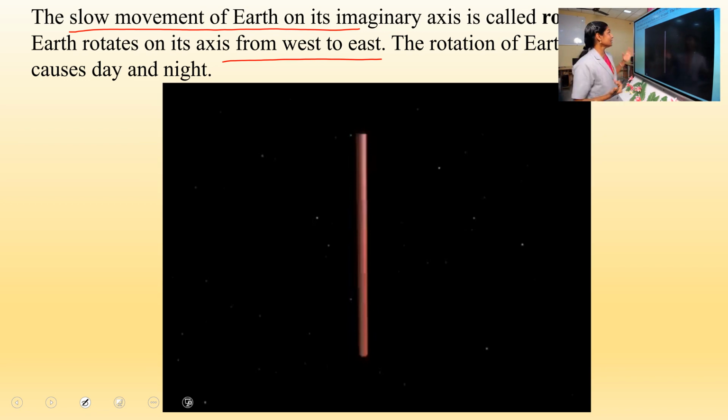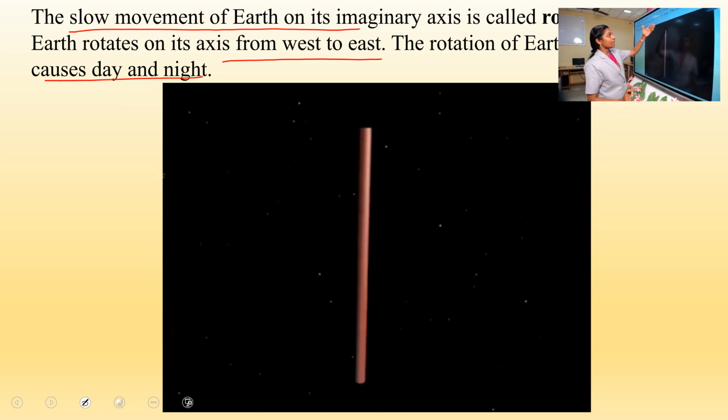So what is rotation? The slow movement of earth on its imaginary axis is called rotation, and the earth rotates from west to east. That is the direction of the rotation of the earth. And the rotation of the earth causes day and night.